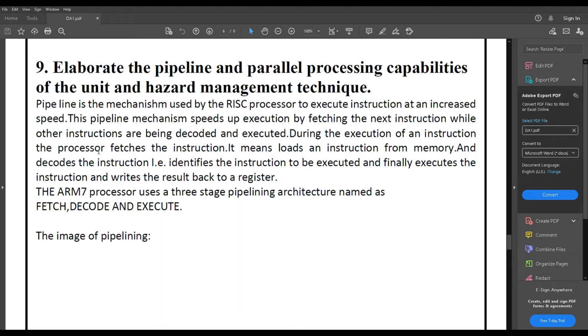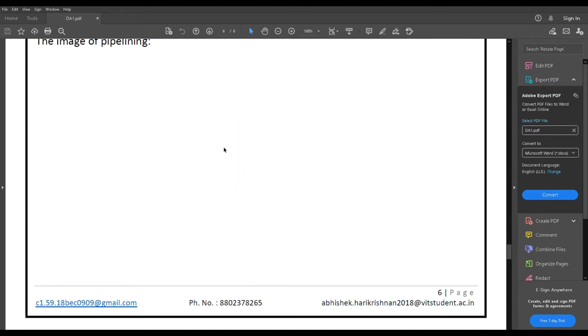During the execution of an instruction, the processor fetches an instruction, which means it loads an instruction from memory, executes the instruction, and writes the result back to the register. The ARM7 processor uses a 3-step pipelining process, which is called fetch, decode, and execute. The image for the pipelining is given below.